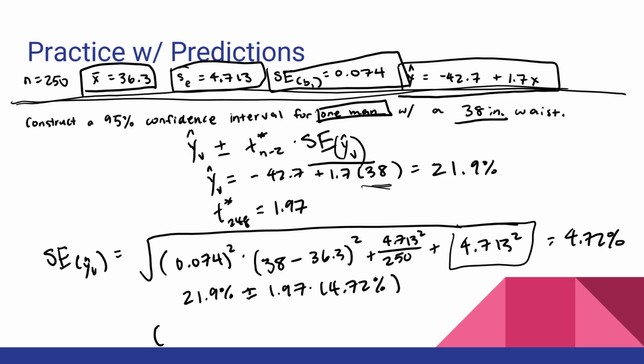And that final interval comes out to be 12.6016 to 31.1984. Interpreting that, we would say that we are 95% confident that a man with a 38-inch waist has a percentage body fat between 12.6016% and 31.1984%. And that is it for linear regression.